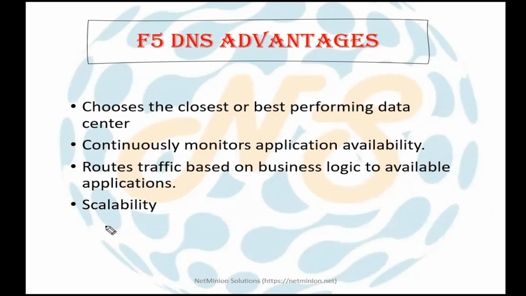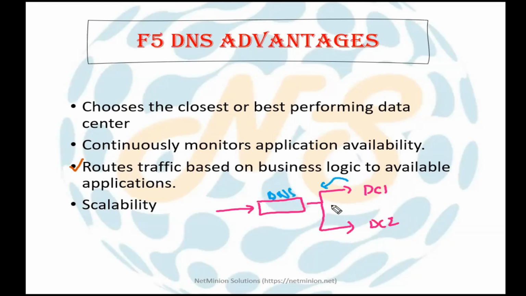Now, let's come to the third point. Route traffic based on business logic to available applications. What does that mean? It means we can have n number of scenarios where we want to send the traffic, let us say, to this data center, not to data center 2. In that case also, an administrator managing DNS has the capability to tune the traffic as per the requirement. So it routes the traffic according to the business policies or the current network or user conditions.